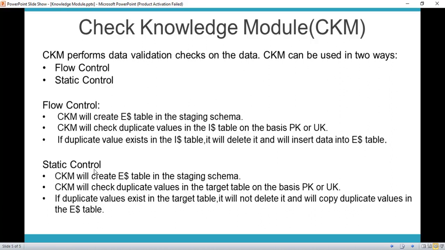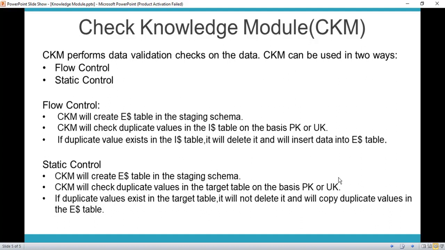CKM static control is that the first step is CKM will create $e table. Okay, fine. Then CKM will check duplicate values in the target table. So CKM static control will check duplicate values in the target table, but when it comes to CKM flow control, it will check duplicate values in the $i table. It will check on the basis of primary key or unique key. The third step is, if duplicate values are found in the target table, then what is CKM going to do? It will not delete it, but it will copy duplicate values in the $e table. So this is CKM static control.